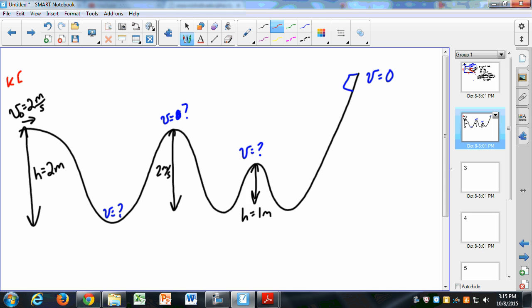I know that I have kinetic energy and potential energy here. I know I only have kinetic energy here because the potential energy goes to 0. I know that v is equal to 2 here because it's at the same height as the original position. I have kinetic and potential energy here, and over here I only have potential energy.